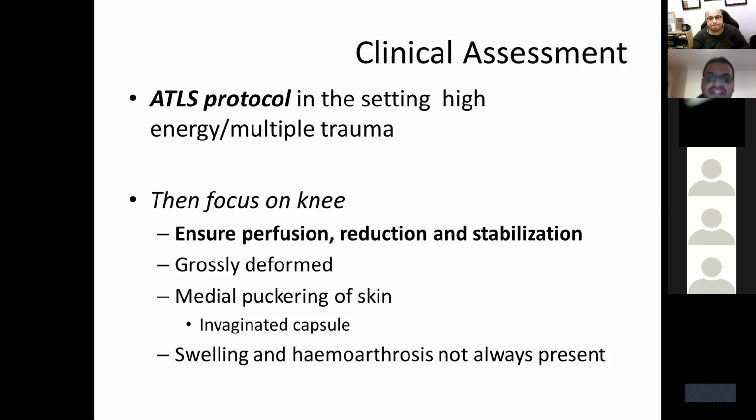Often these knees can be grossly deformed, particularly in the context of a high energy KD3 or 4 type injury. And you often see this medial puckering of the skin when the injury mechanism is such that the joint has invaginated and buttonholed through the medial structures. You may see swelling and hemarthrosis, and particularly in the popliteal area there will be bruising going up and down, crossing the skin crease. But often these things are not necessarily always there as clues.